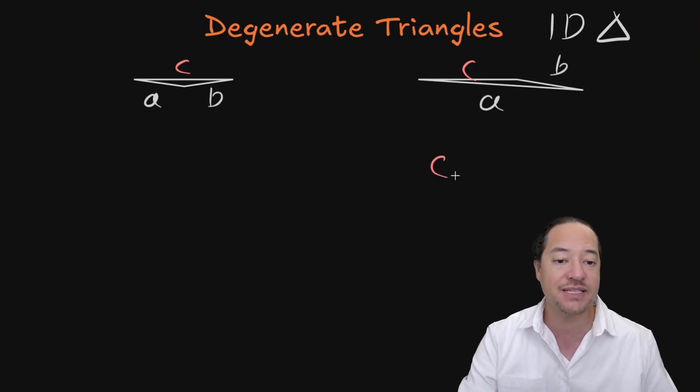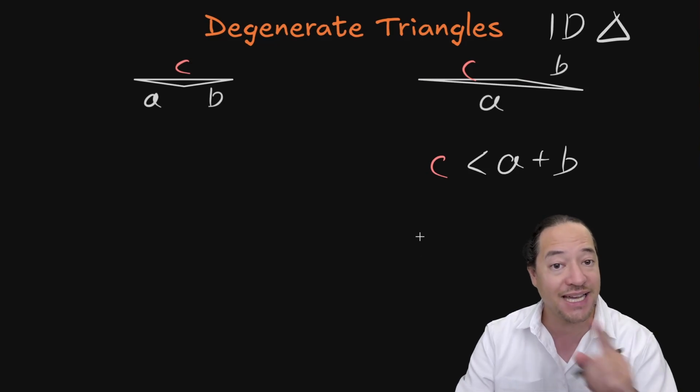Okay, so here we can see that C, this length C, doesn't change too much. So this is still going to be less than the length of A plus B. Okay, so that's the same.